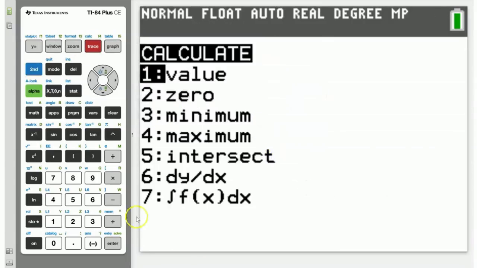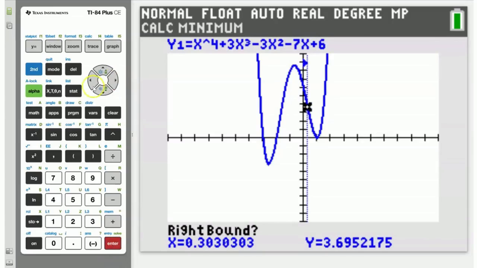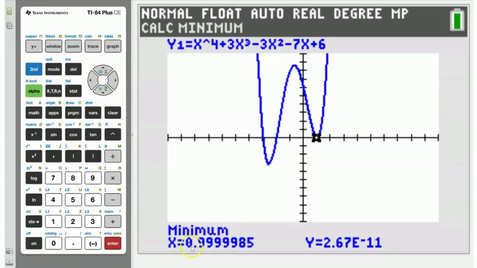And then we'll find the other one, second trace. And again, we have to say minimum. And let's get over to the left side. I'm going to get a little bit closer. That's good. Hit enter. And then we have to go to the right side of that point. Hit enter. Yes, hit enter. All right, ooh. I bet they're trying to say 1 here.